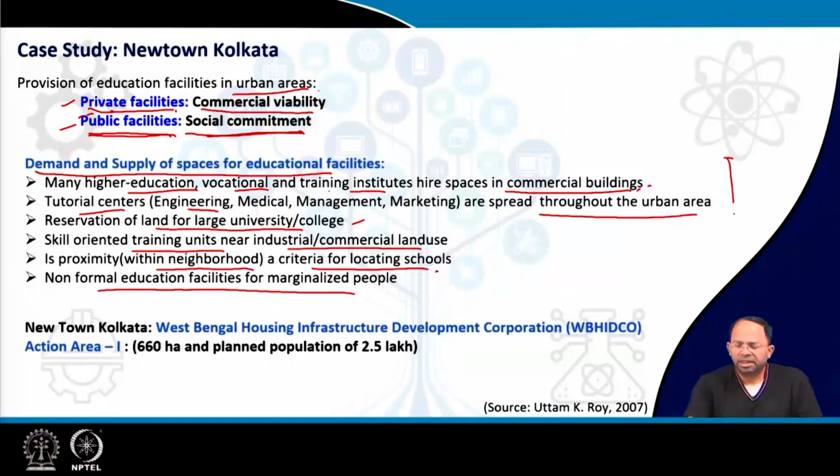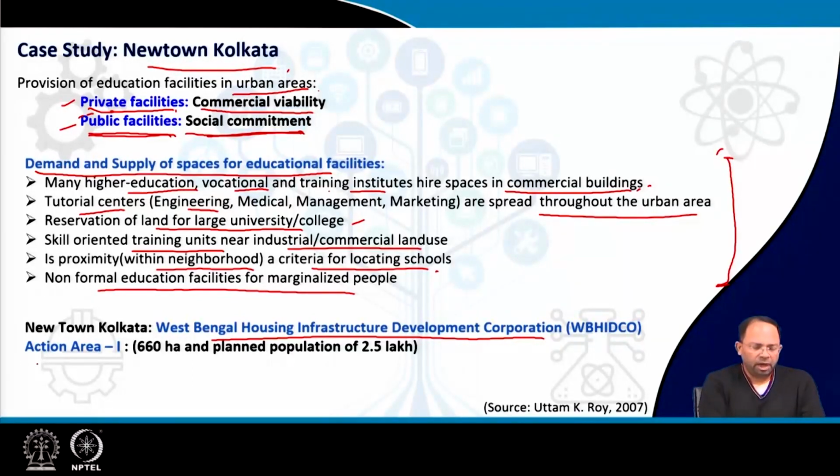So, these were the considerations that the planners went through while determining what sort of educational facilities had to be provided for this new township, which is New Town in Kolkata. New Town in Kolkata was developed by a state government company, the West Bengal Housing Infrastructure Development Corporation. It was developed in 3 phases: Action Area 1, Action Area 2 and Action Area 3. The current case study is on Action Area 1. It has 660 hectares of land, and the total planned population for this area is around 2.5 lakhs.